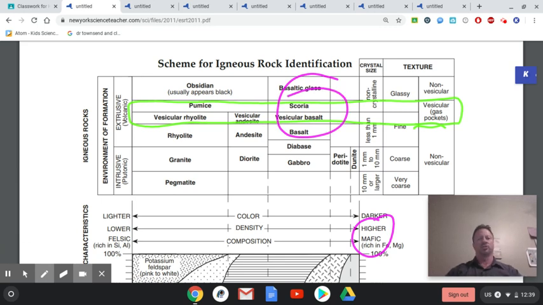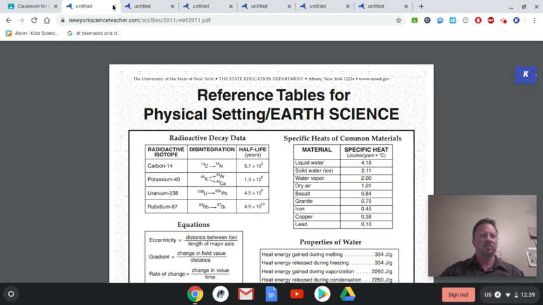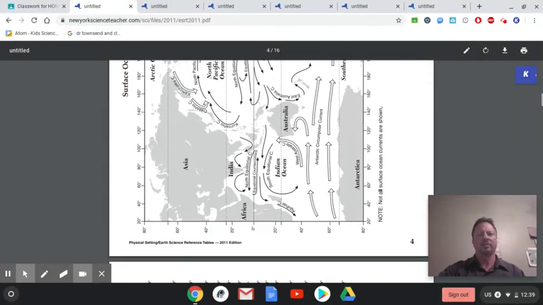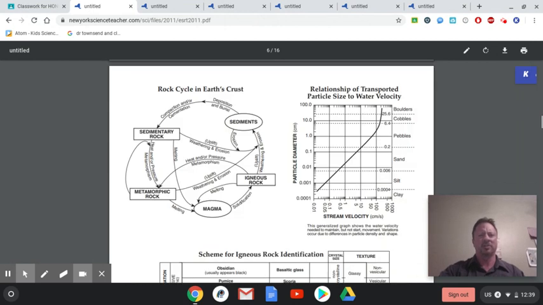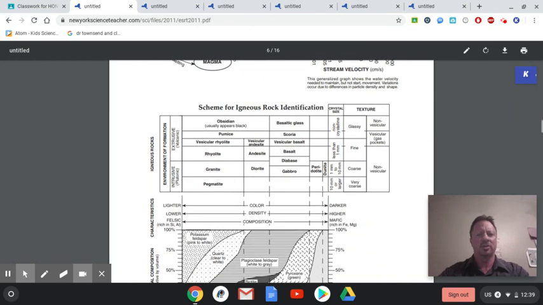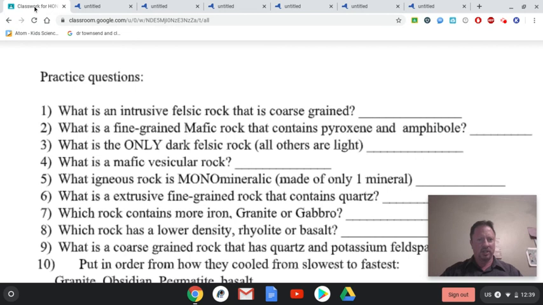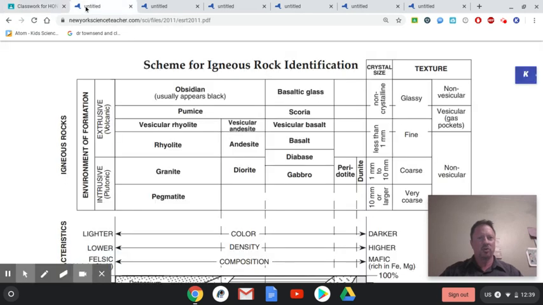If that was a short answer question, either one would be fine, but chances are that they're just going to give you scoria. I've never seen them use vesicular andesite, vesicular basalt, or vesicular rhyolite for an answer, but you never know. That could be. All right, so the next one we have, what igneous rock is monomineralic?